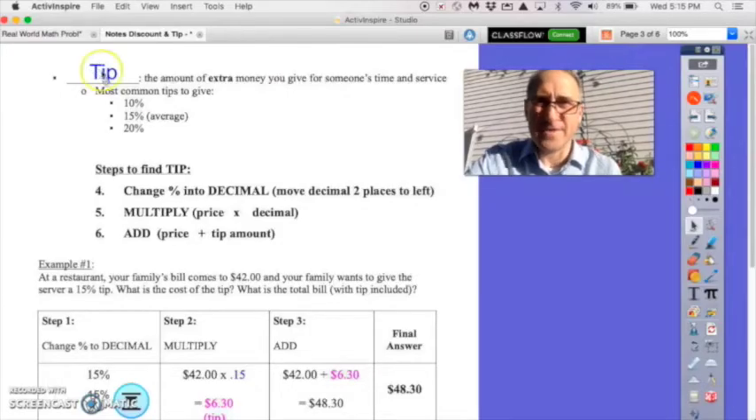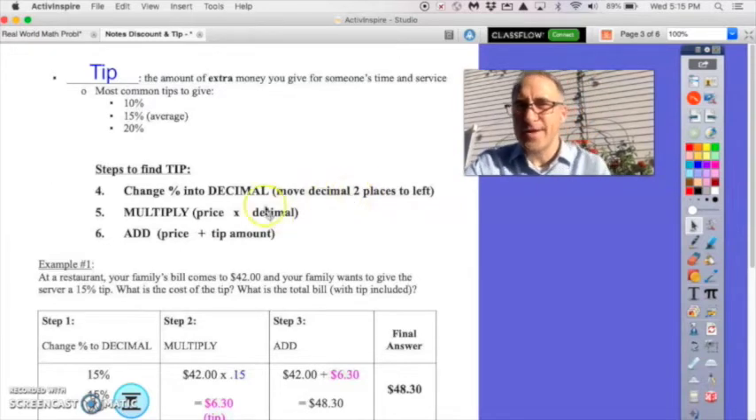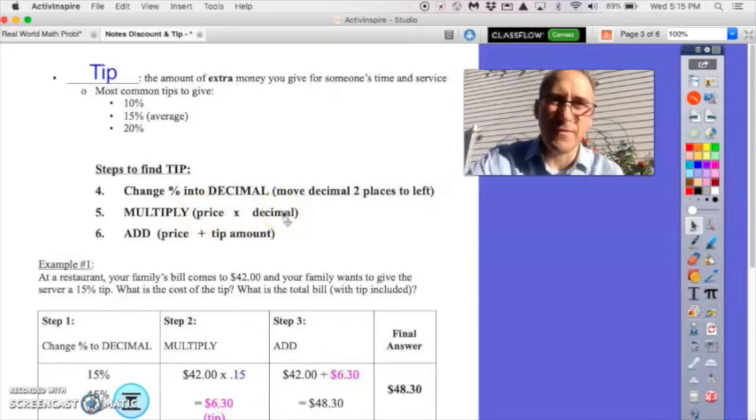That's the definition of tip, the amount of extra money that you give someone for their time and service. Here are our steps. First, we're going to change the percentage to a decimal by moving the decimal 2 places to the left. Sound familiar? Then we're going to multiply the price by the decimal, just like we did before with discount.